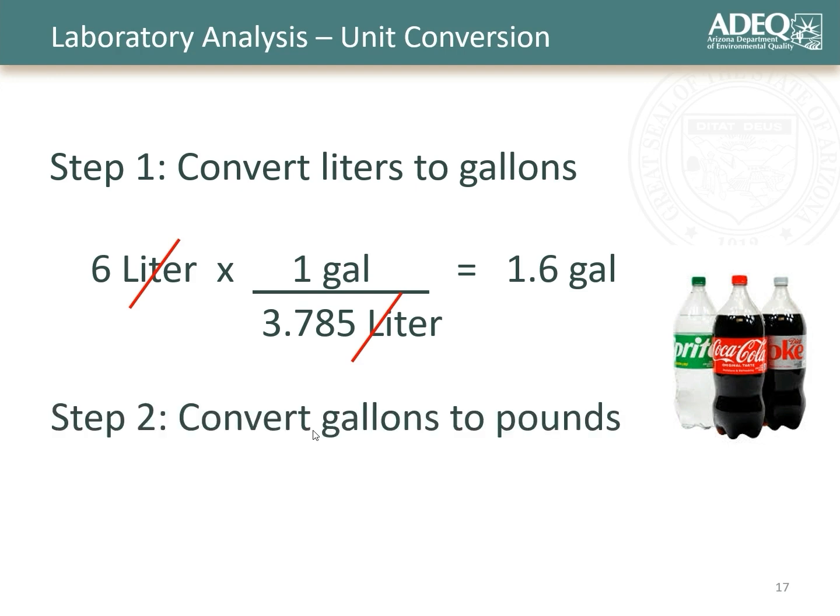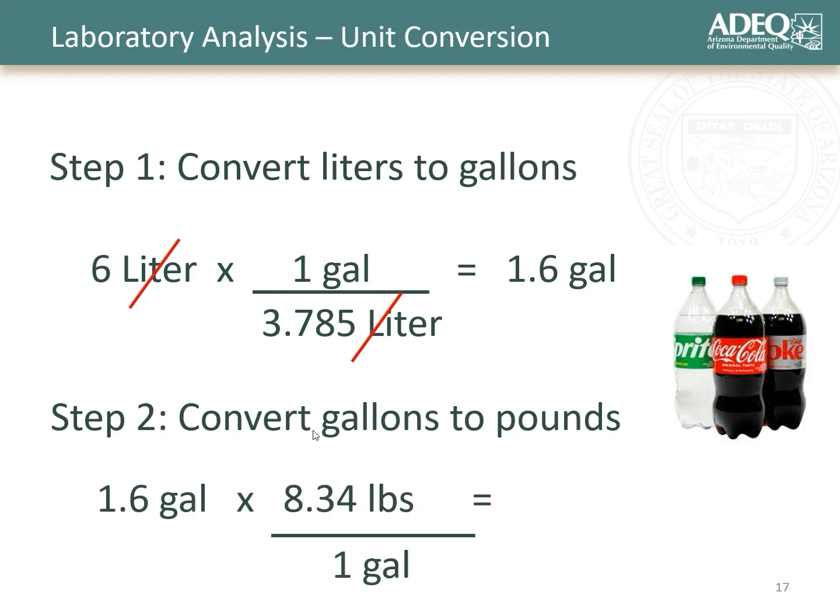Now we need to convert those gallons to pounds. So we're going to also write the units because it helps us to track this. We start with 1.6 gallons, and we convert this to pounds. We know there's 8.34 pounds of weight in 1 gallon of water here. So if we track the units again, we're going to put the gallon at the bottom.